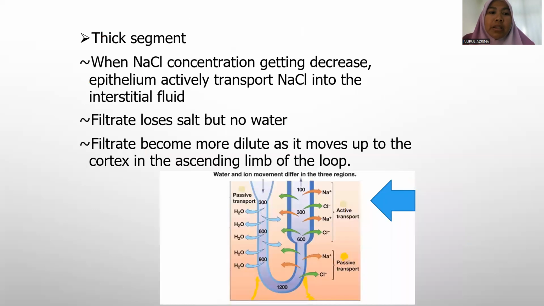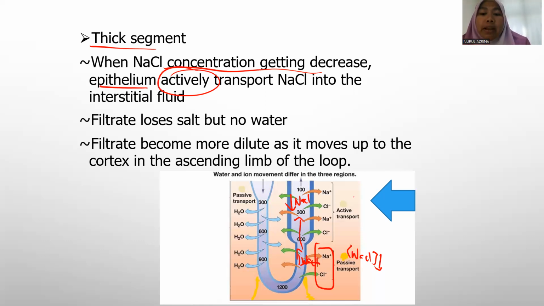Alright. So now, what happened at the thick segment of the ascending loop of Henle? Remember at the thin segment, NaCl is reabsorbed by passive transport, from high concentration of NaCl to the interstitial area that has low concentration of NaCl. So the filtrate then reaches the thick segment. When NaCl concentration decreases, since NaCl dah keluar following the concentration gradient, the epithelium will actively reabsorb NaCl. That's why you can see it still reabsorbs NaCl, but via active transport.